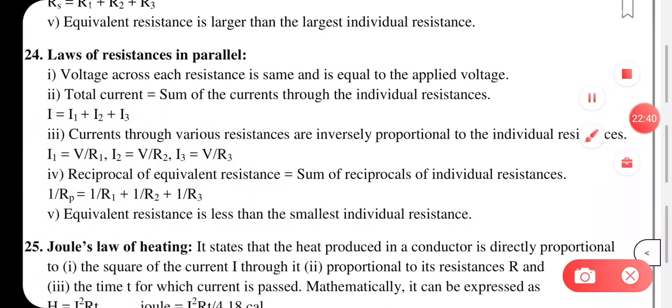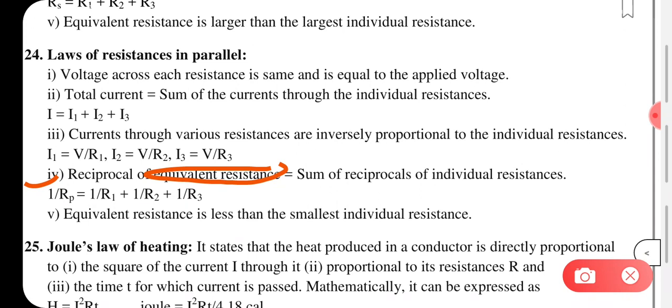Next point you should know is the reciprocal of equivalent resistance. It is the sum of the reciprocals of the individual resistances. In case of series, we simply add them, R1 plus R2 plus R3, depending upon the number of resistances. Whereas here, in case of parallel connection, it will be the reciprocal.